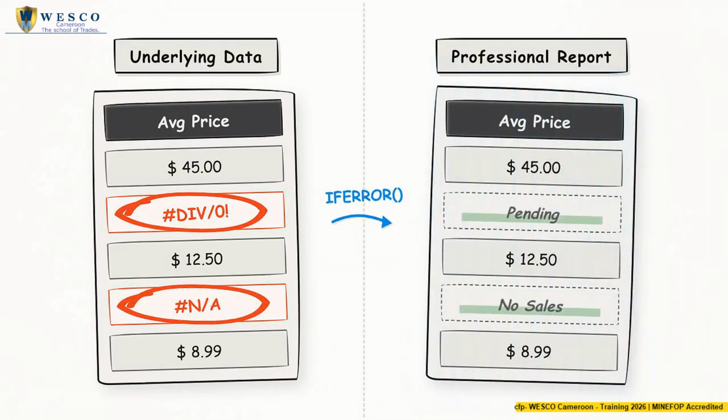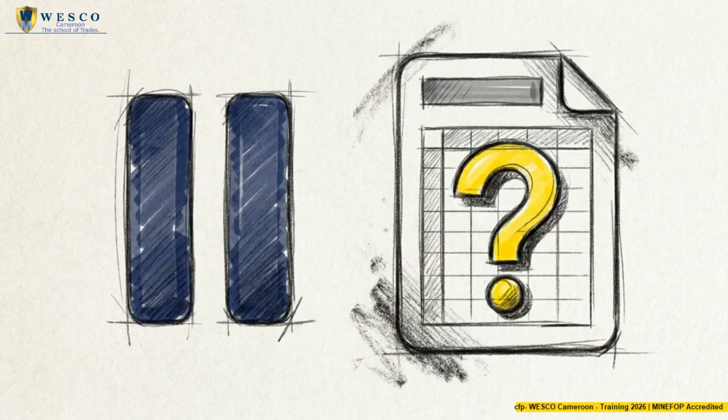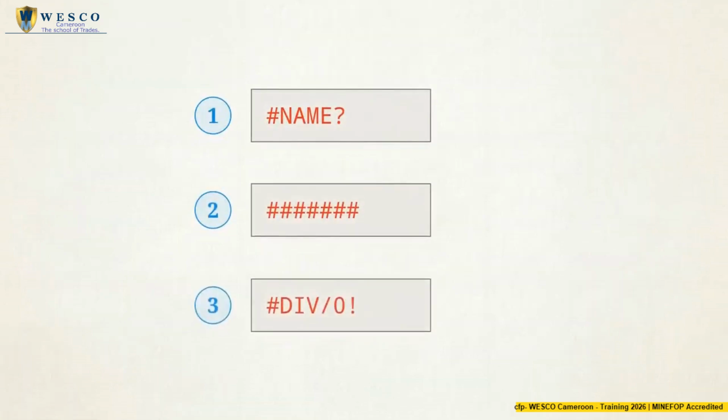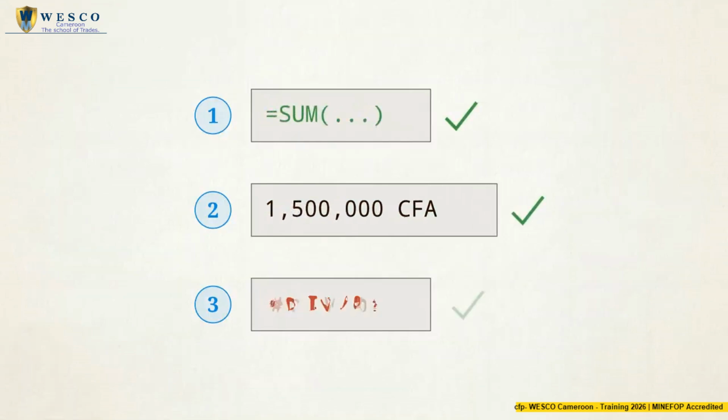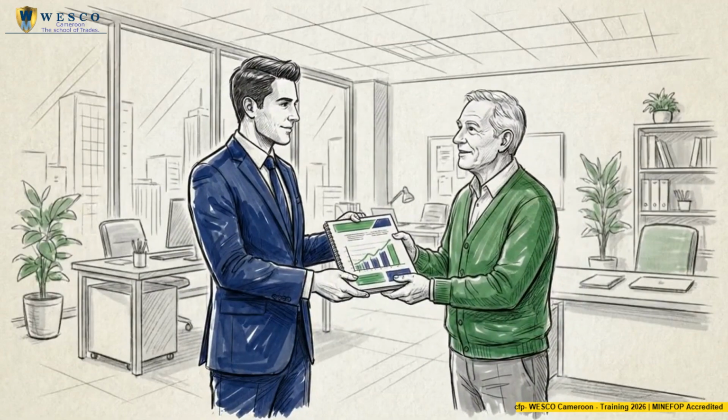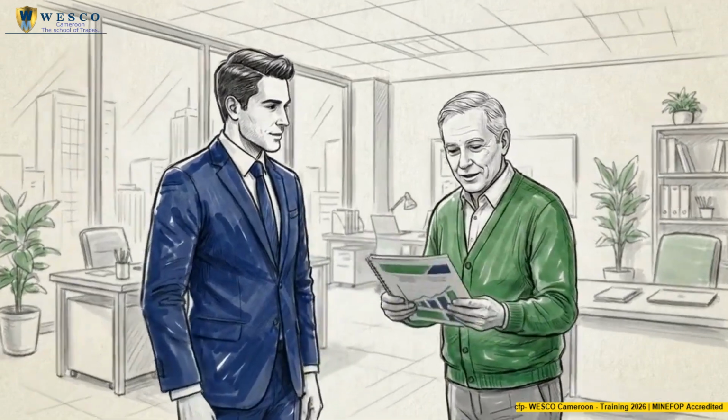Now it's your turn. Pause the video to test your diagnostic skills on the sheet. Examine these 3 errors and determine their root cause. Let's see how you did. Number 1 was a misspelling. Number 2 required a wider column. Number 3 was a division by zero. If you identified those correctly, you can now manage the most common technical failures that disrupt local business reports.